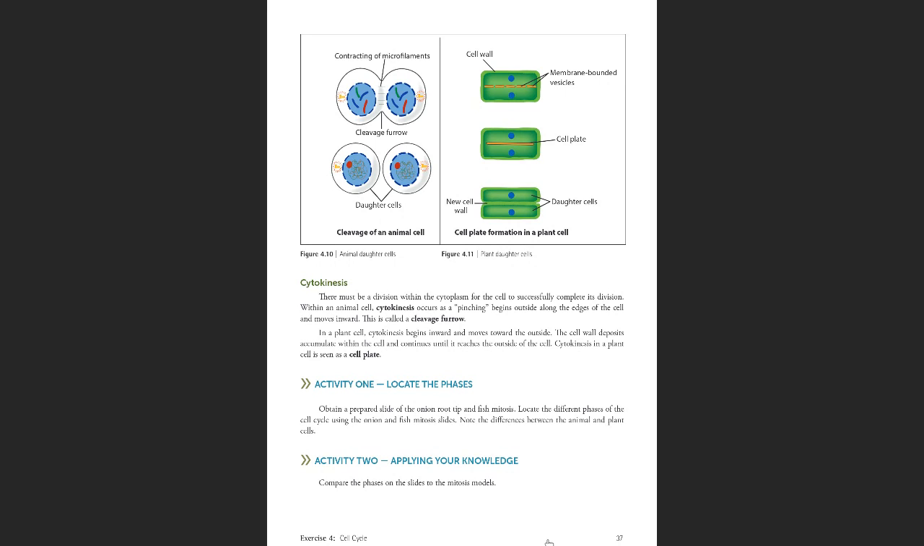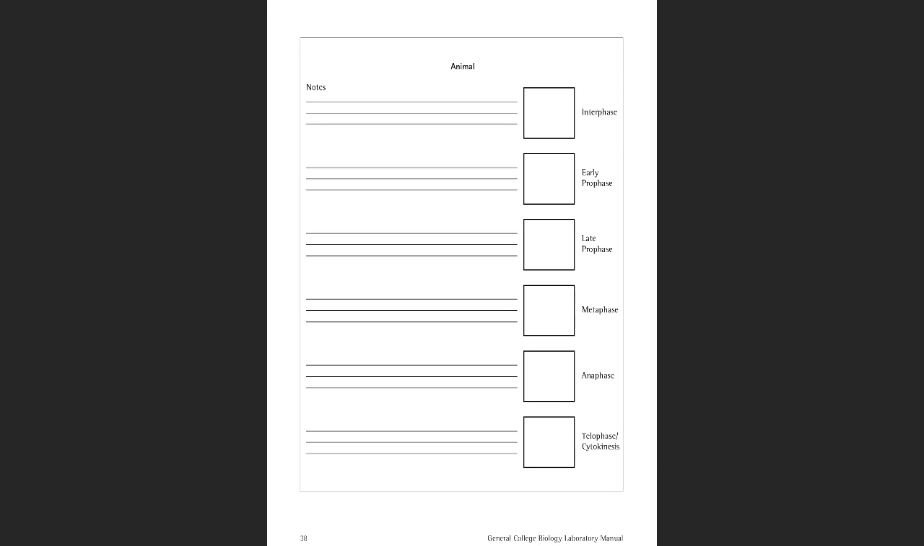And trust me, you are completely done. They want you to just write on a piece of paper what happened during the interphase, what happened in the early prophase, what happened in the late prophase, which is also called the prometaphase, what happened during the metaphase, the anaphase, the telophase and cytokinesis. And in the plant, I want you to do the same things.